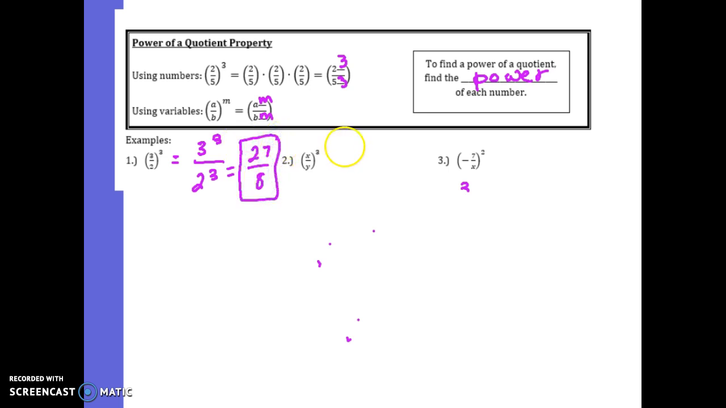Okay, number 2 is variables, but your x would be cubed and your denominator, your y, would be cubed, and you would be finished. Okay, number 3, be careful because it's a negative, all right?